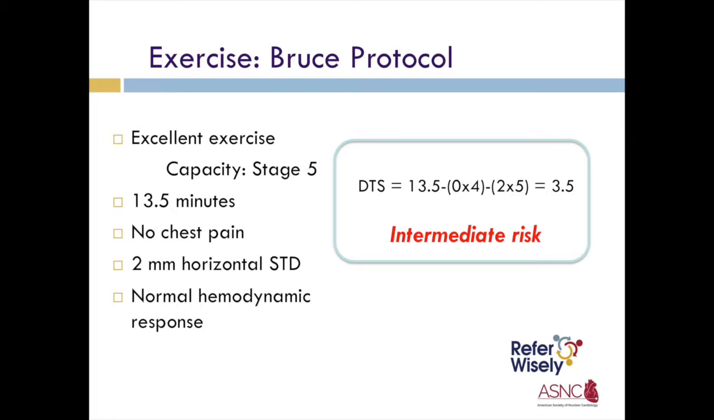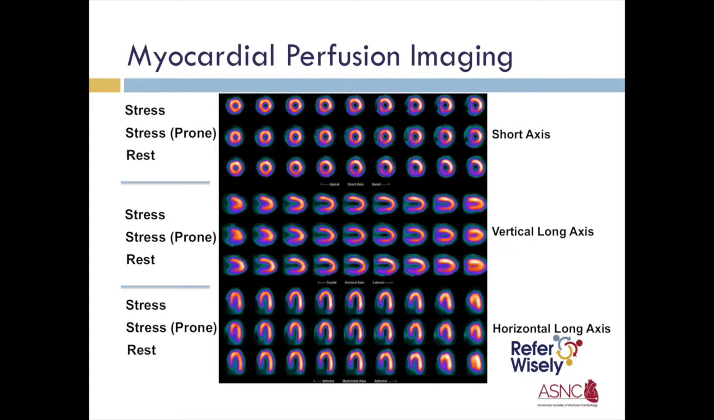Now, had the patient undergone a treadmill stress test alone, then subsequent testing with imaging could be warranted. But in this patient, we already have the information for their perfusion imaging. And here I show myocardial perfusion imaging for this patient, and there are 3 sets of images. So the first 3 lines are the short axis, the next 3 lines are the vertical long axis, and the third 3 lines are the horizontal long axis.